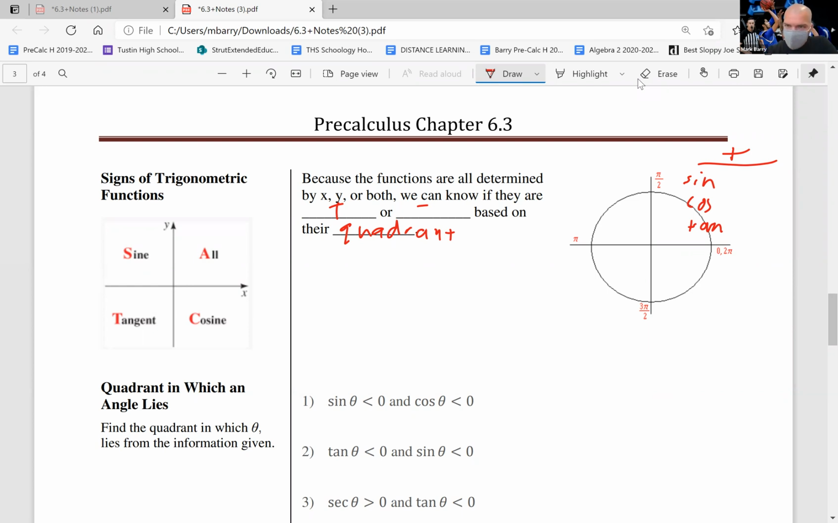And then if sine is positive, that means that cosecant is also positive, because reciprocal just means flip the fraction upside down, correct? And so that means that secant is also positive and then cotan is also positive, all right?